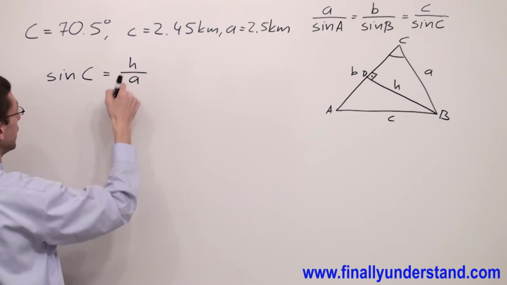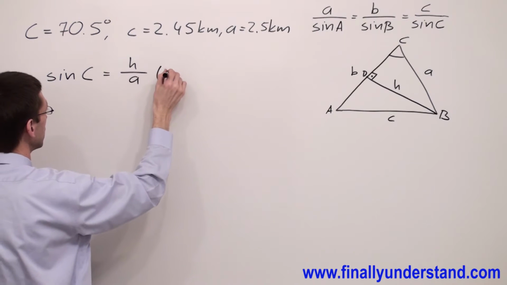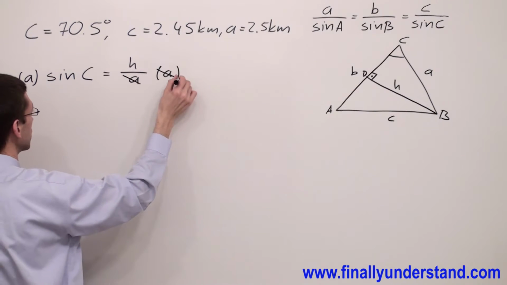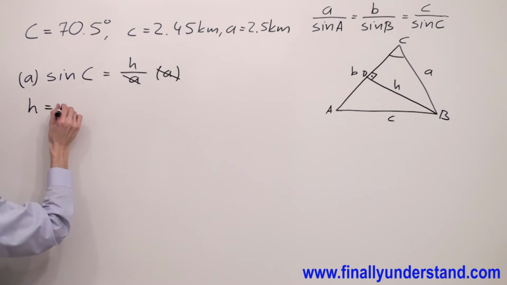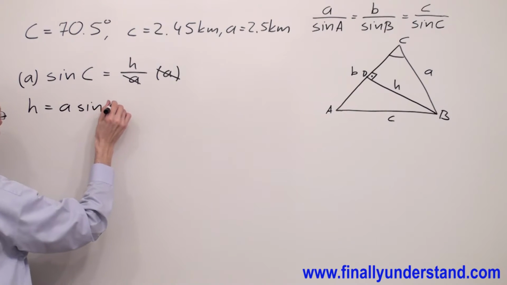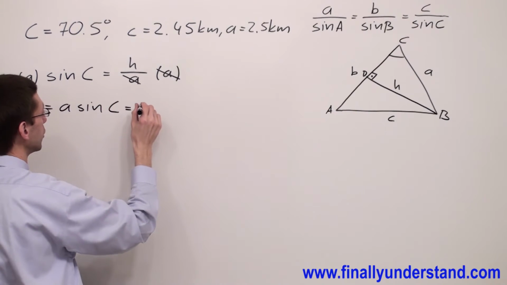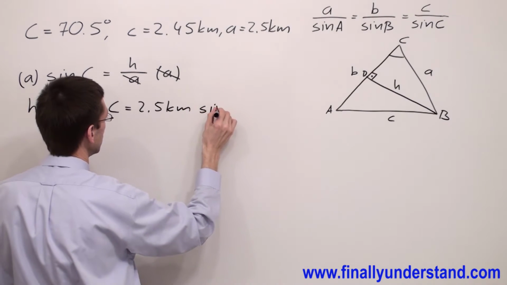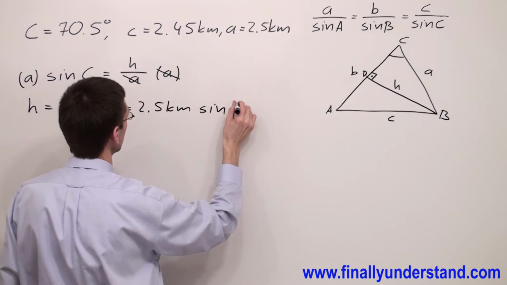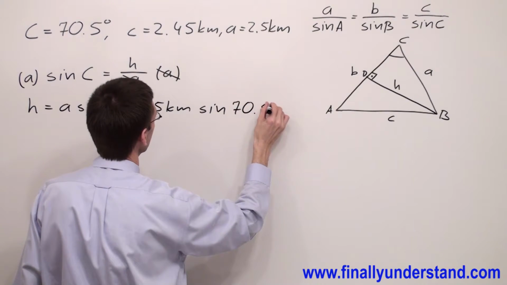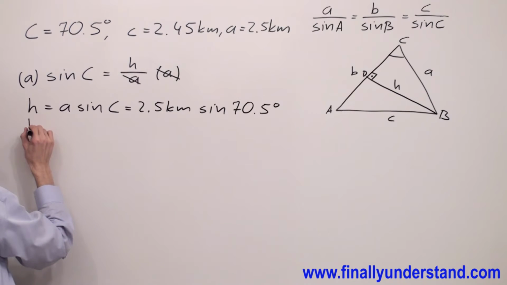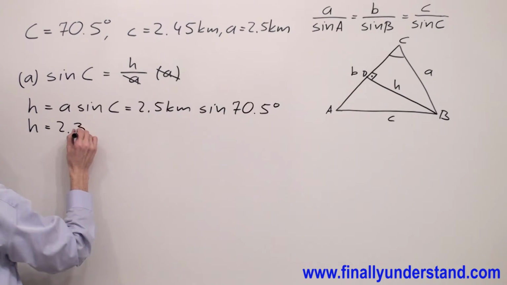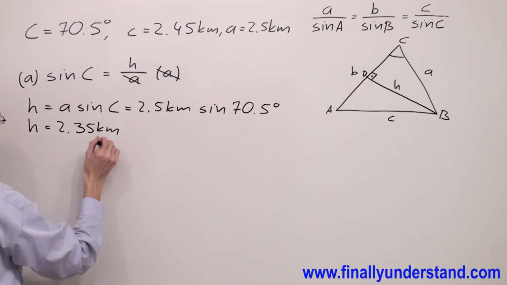In order to find H, I'm supposed to multiply both sides of my formula by A. A and A will cancel out. So I have H equals A times sine of angle C, where A is equal to 2.5 kilometers, and angle C is equal to 70.5 degrees. So H is equal to 2.35 kilometers.